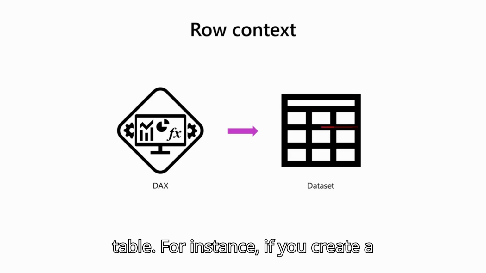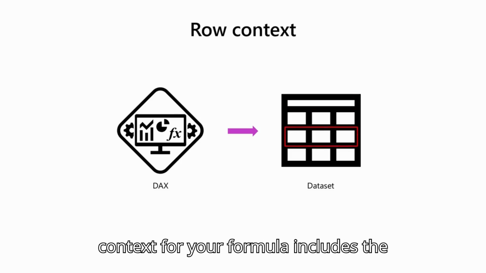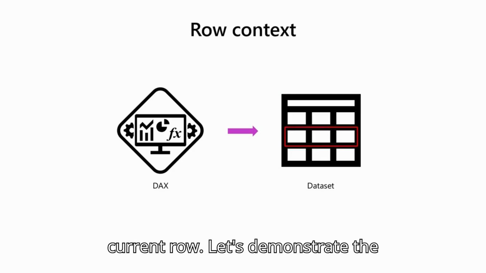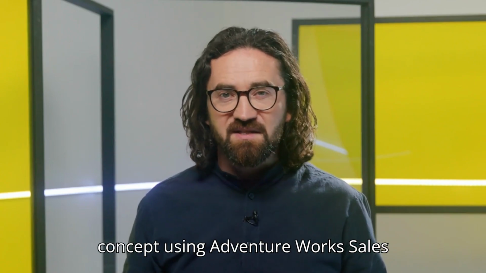For instance, if you create a formula for a calculated column, the row context for your formula includes the values from all the columns in the current row. Let's demonstrate the concept using AdventureWorks sales table.